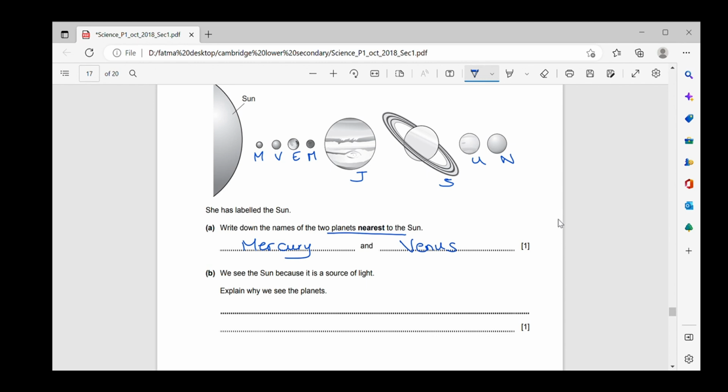We see the sun because it's a source of light. Explain why we see the planets. We can see the planets because of the light reflected off from the sun. So the planets reflect light from the sun. The sun is the only light source here.